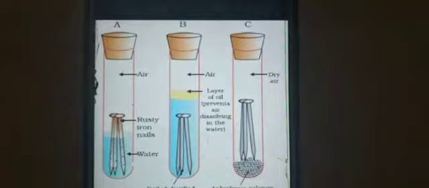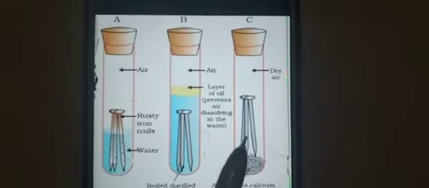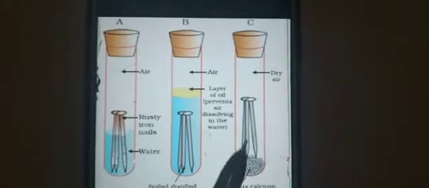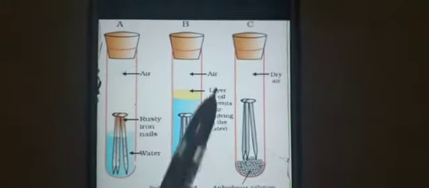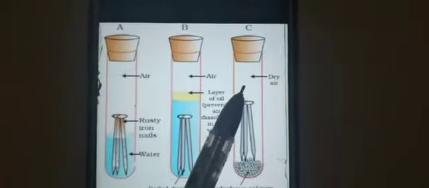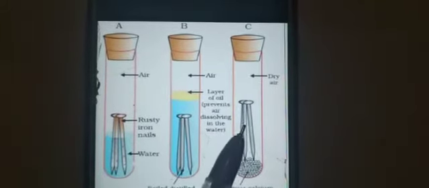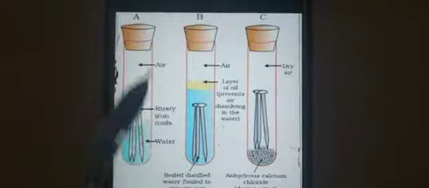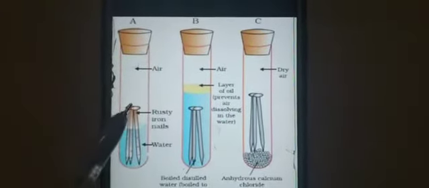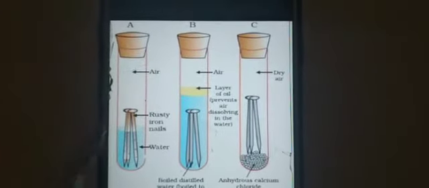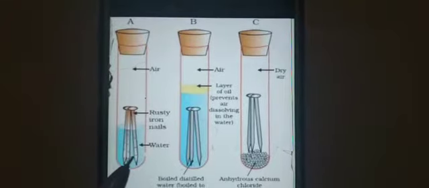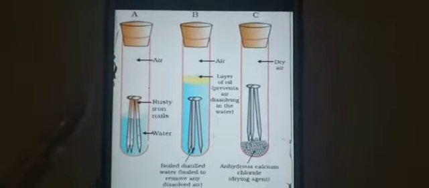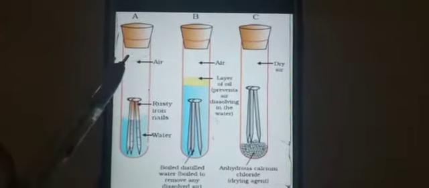This is about test tube B. In test tube C, as I told you, all the moisture in the air is absorbed by the calcium chloride. Only dry air is present. This dry air alone cannot rust the metals. So this activity shows that for rusting both air and water are required. Water alone and air alone cannot rust the metals. We need both water and air.